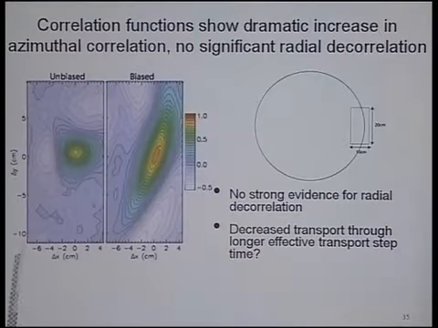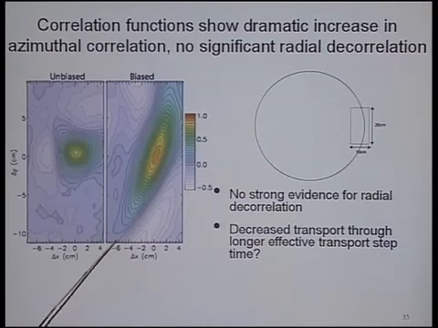We also do correlation plots, and just like what we saw with the spontaneous flow, the shear flow from biasing just tends to stretch out these structures in the correlation function plots, rather than reducing the radial decorrelation.